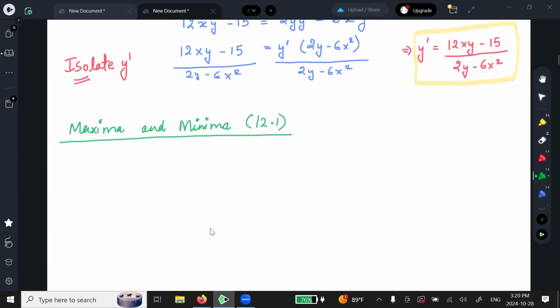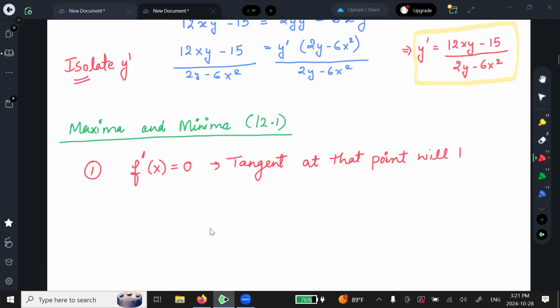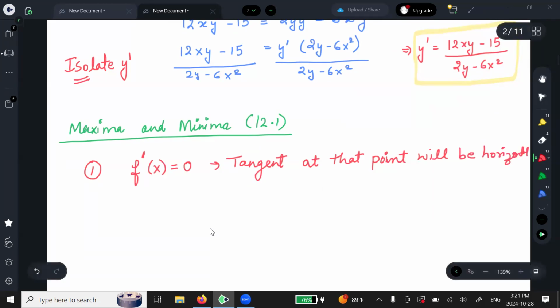3 things I want you to know for true, false, or MCQ question. What happens when f prime of x equals 0? Just know that for conceptual. What will happen to the graph? The tangent at that point will be 0. The tangent at that point will be horizontal. Okay, if they ask you something like this, just know what you're trying to look for.